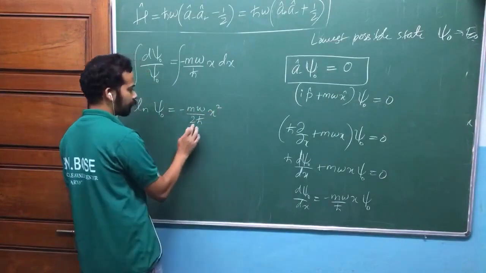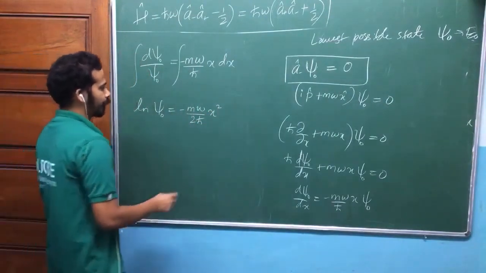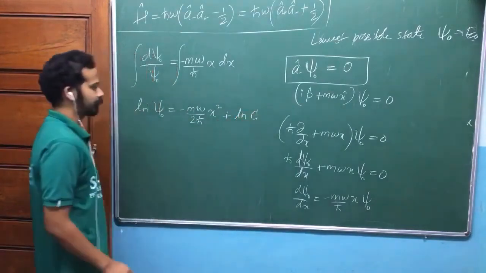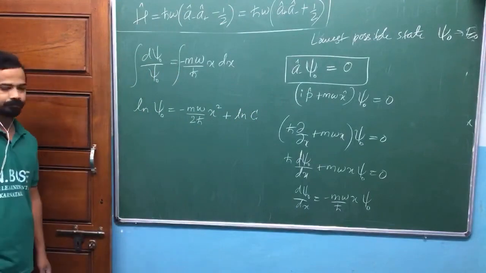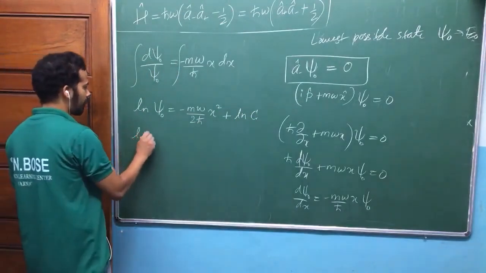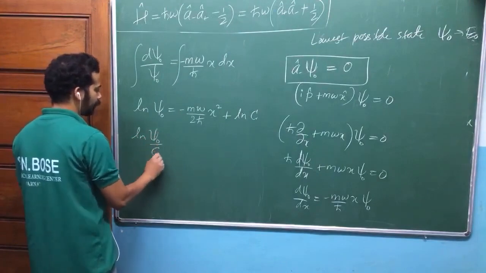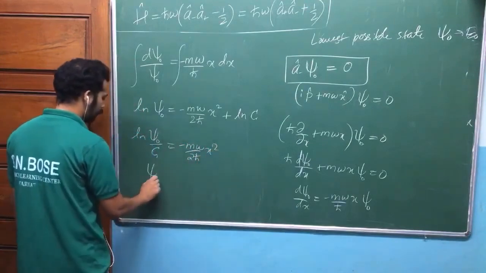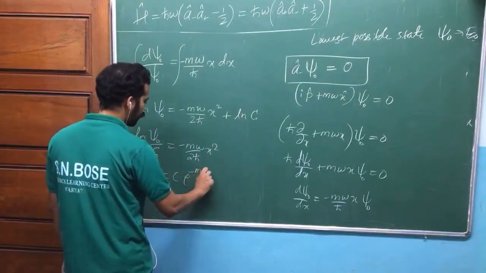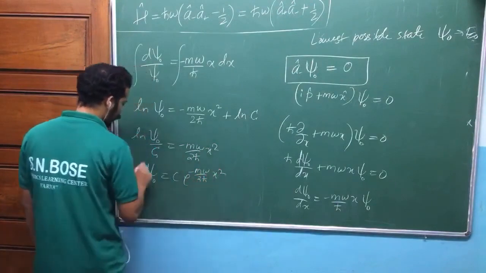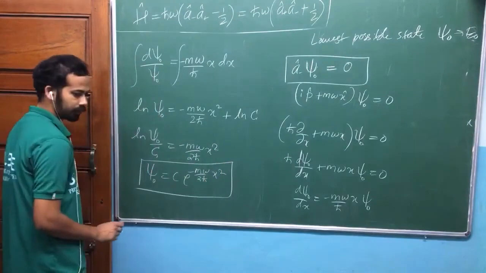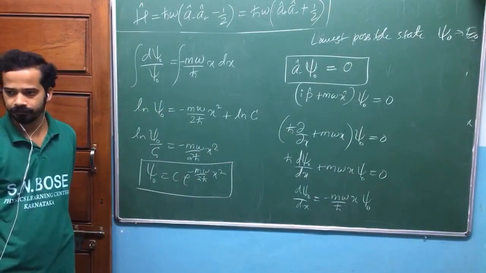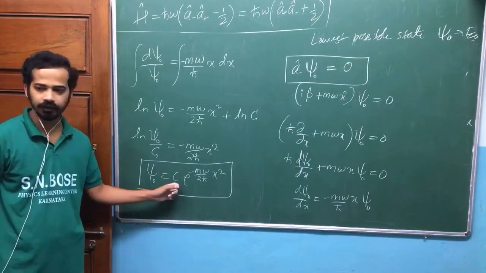Can I write like this? Plus some c, that c I am going to write as log of some constant. So when I take it here, log of psi naught by c is equal to minus m omega by 2 h bar into x square. So psi naught is equal to c into e power minus m omega by 2 h bar into x square. You got your ground state or lowest possible energy state, and you need to normalize to find c. Is that okay?